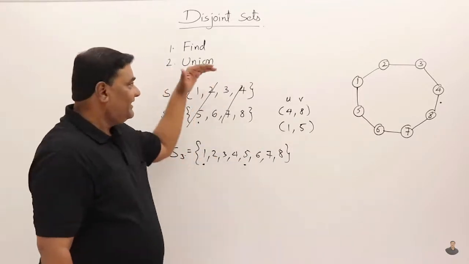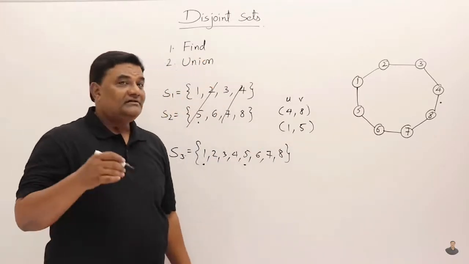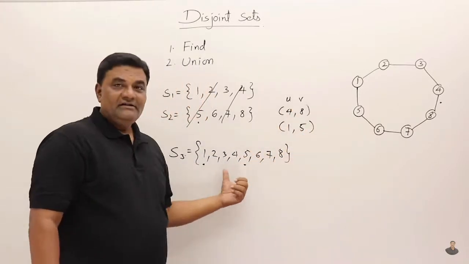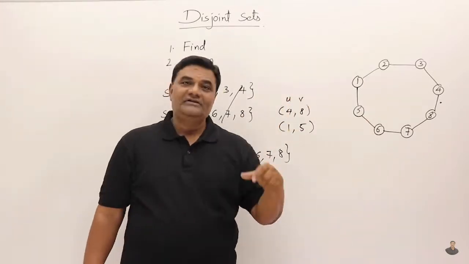So what are the things we learned? What is the find operation? What is the union operation? And what is the purpose of the union operation? Then how can we know that there is a cycle in a graph? If you take any edge and both the vertices belong to the same set, then there is a cycle in a graph. So this was a very simple example. I have shown you what find and union mean.